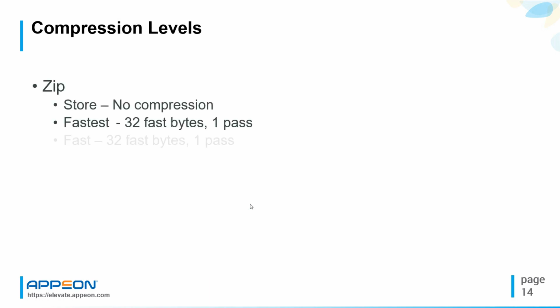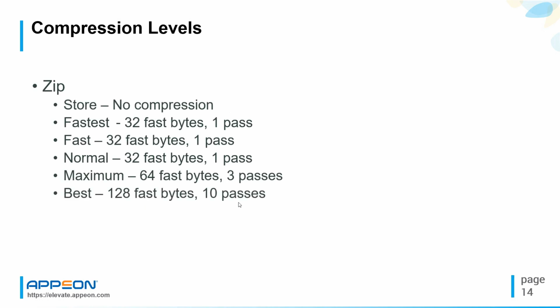So just some information for if you're interested in how the different levels of compression are done. If you're using the zip format, once again I mentioned the store is no compression, but what they do for zip is they increase the number of fast bytes that are used, and they do more passes on the data to achieve greater compression. So for the fastest compression, it just uses 32 fast bytes and only does 1 pass. And actually it's the same thing for fast and normal. But when you get to maximum and best, then it's using more fast bytes and it's doing more passes, which is what adds on to the time, but also provides the greater compression.